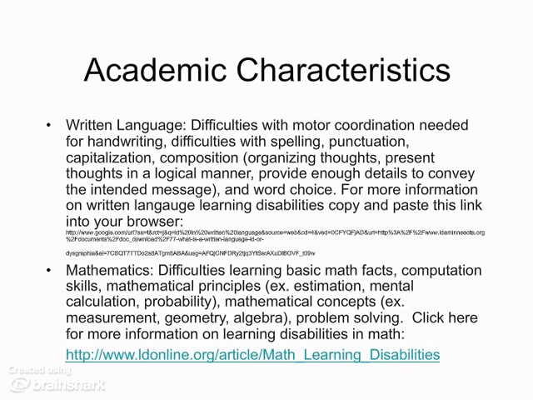Some students with LD have disabilities in mathematics. This could be difficulties learning basic math facts, computation skills, mathematical principles such as estimation, mental calculation, probability, mathematical concepts such as measurement, geometry, and algebra, and problem solving. And there's a link provided here for information on learning disabilities in math.